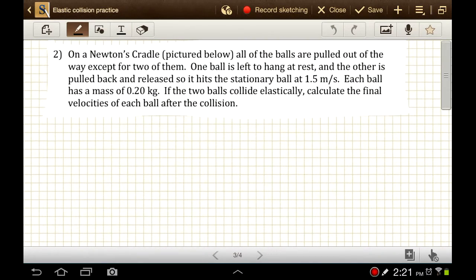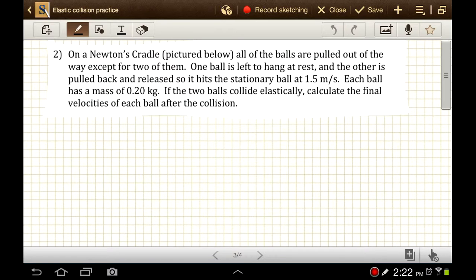For the second problem, we're looking at a Newton's cradle. And the Newton's cradle, that's just the little desk toy where you have the metal balls hanging and they crash into each other. We're going to simplify this by pulling 3 of the 5 balls out of the way, so we have just 2 that we're going to deal with, and we're going to pull one back while the other one is left to hang at rest. So we're going to pull one back and let it swing down and hit the stationary ball.